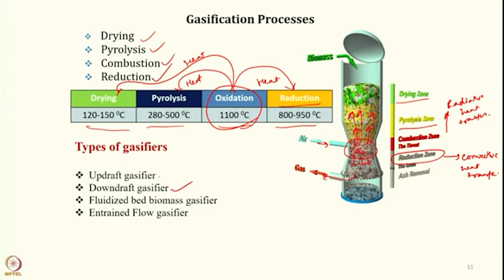Typically an updraft gasifier will have a different configuration. These two are termed packed bed reactors, and they take the bigger size biomass particles, and these two are the fluidized and the entrained flow, which take the small size particles, and this one takes the bigger size particles. We will not go into the detail, but the chemistry is important to understand from this part.